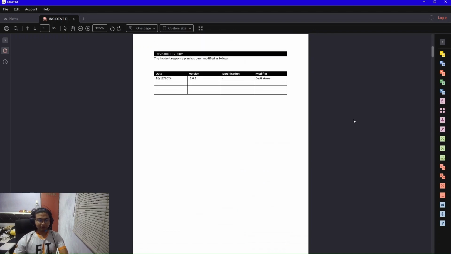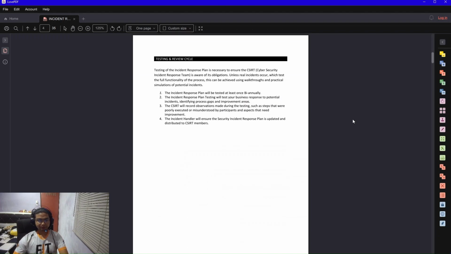And for this IRP, this is the first ever version, made on 18 December 2024 by Encik Anwar. This section covers the testing and review cycles, which need to be made at least once biannually. This testing will be made to test your business response to potential incidents, identifying process gaps and improvement areas. The incident handler will ensure the security incident response plan is updated and distributed to CSET members.